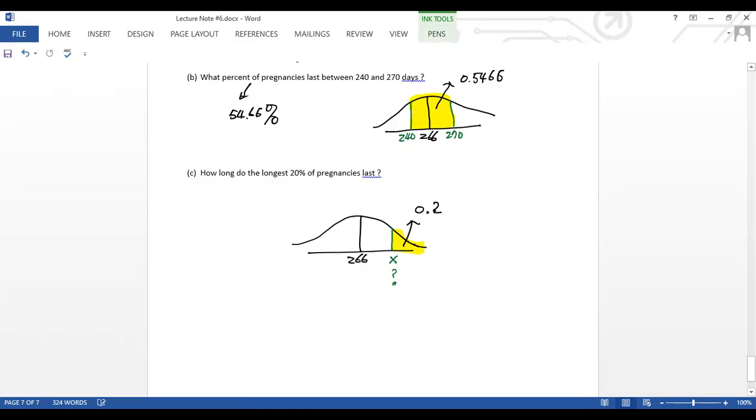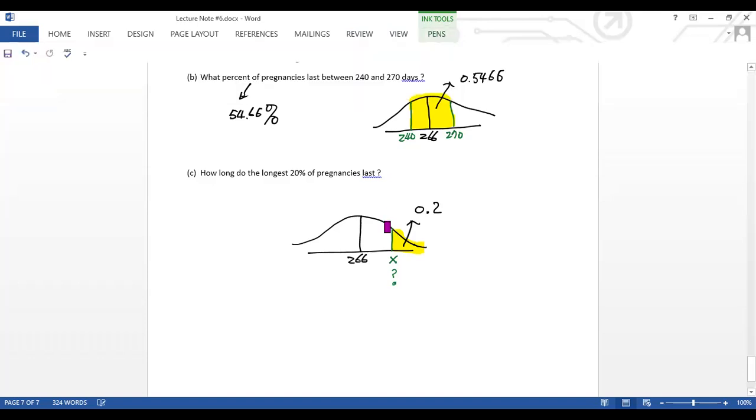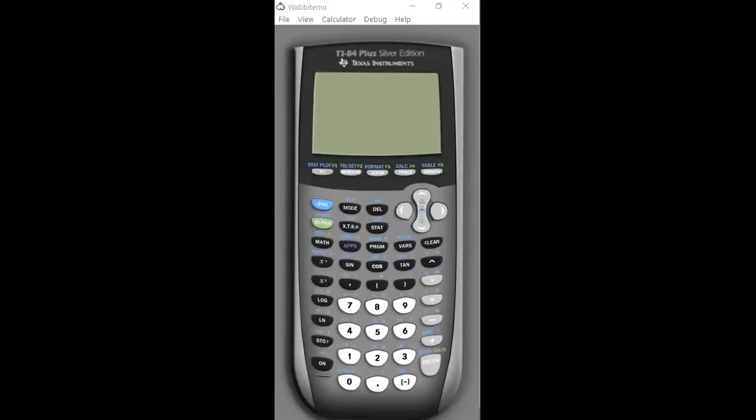Okay, now let's use the TI-84 calculator and R both to see how we can do that. Remember, which area do I want to find? I want to find the area on the left, that's the input I'm going to use. So if the yellow area is 0.2, then this purple one is 0.8.